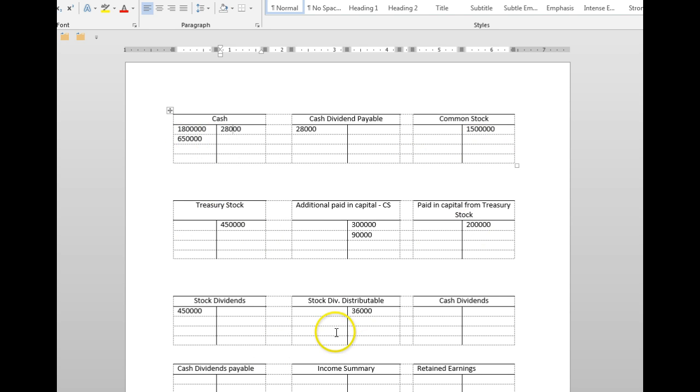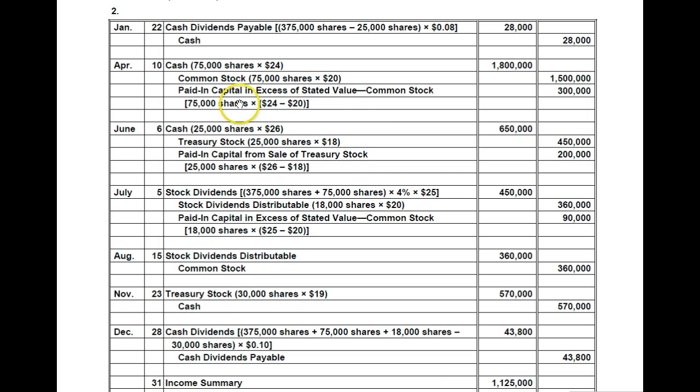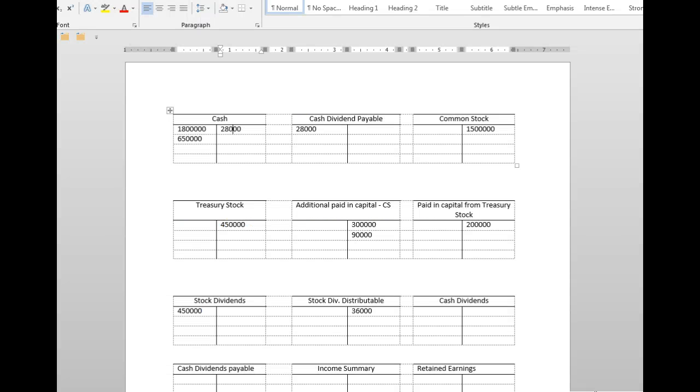I've put numbers in here so it goes a little bit faster, so I'll point them out as I go along. Second thing we do on April 10th, we issue 75,000 shares of new stock at $24 per share. Remember, the stated value was $20. So for cash, we're getting $1,800,000. Common stock is going to be credited for $1,500,000, and additional paid-in capital in excess of the stated value is $300,000. What does that look like here?